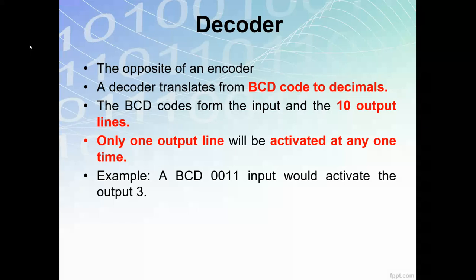Okay, so the opposite, biasanya decoder ni adalah opposite of the encoder. Okay, so kalau encoder dia translate from, for example, decimal to the BCD, but from the decoder from the BCD to decimal. So the BCD codes from the input and the 10 output lines. So only one output line will be activated at any one time. Okay, so decoder hanya boleh only one output line tu will be activated at any one time. So for example, you have a BCD of 3 with 0011 input will activate the output of 3. Okay, so dari satu saja output lah, of course lah.